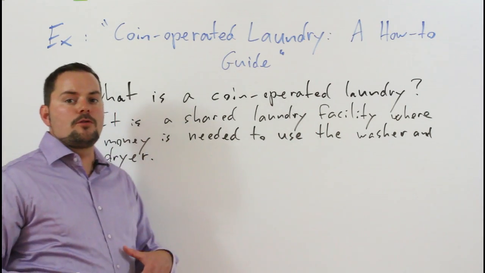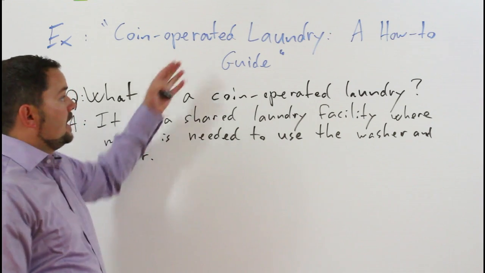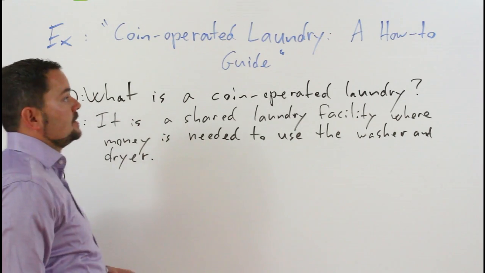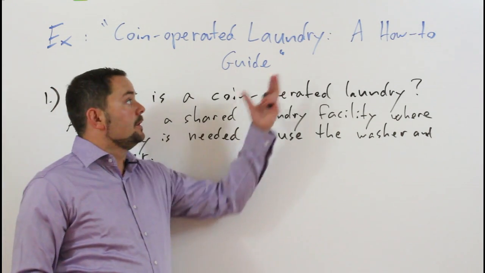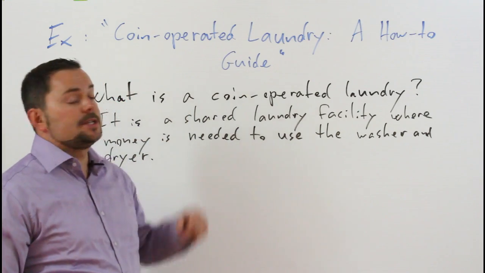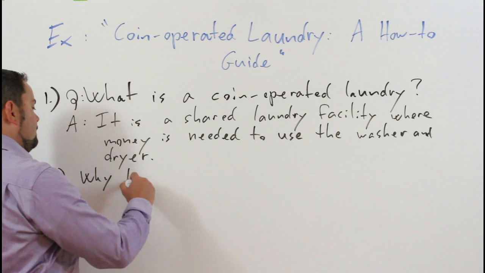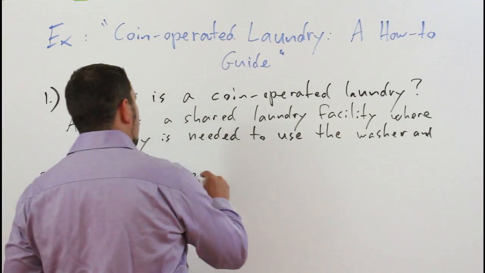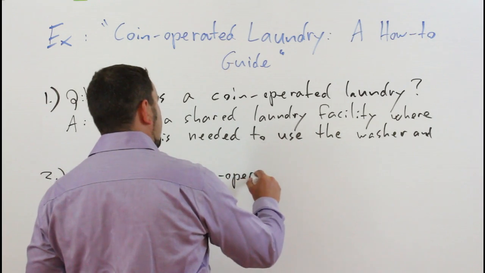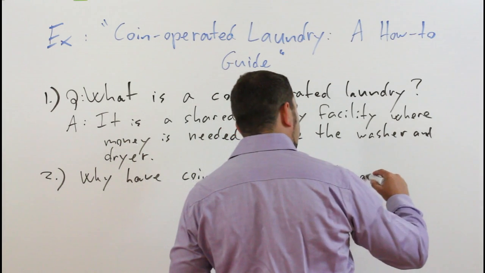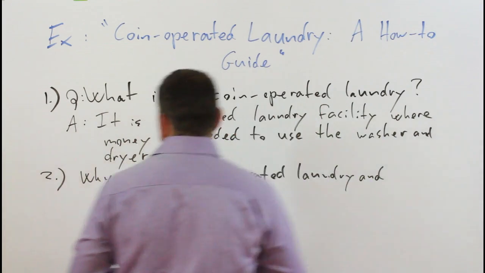Great. So then, of course, you ask the second question, again, thinking about the title. So the second question here is, why do we have this coin-operated laundry and this how-to guide? So why have coin-operated laundry and instructions?